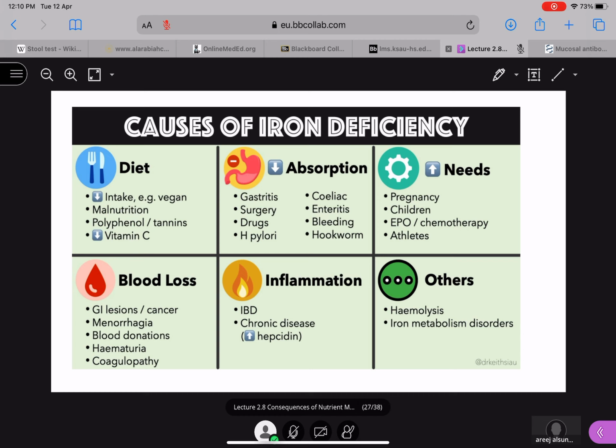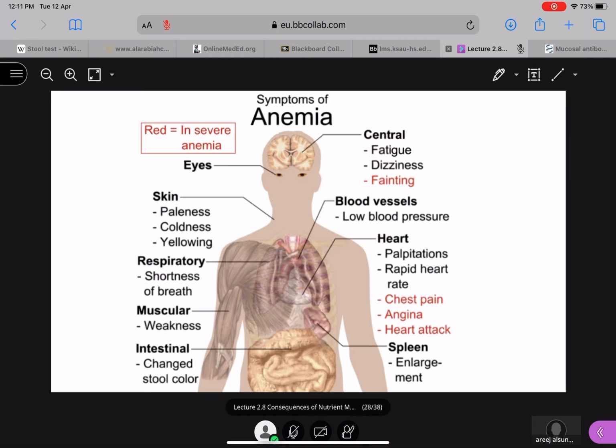Inflammation, like inflammatory bowel disease. If there is increased need, and this is what we call physiological anemia, like in pregnancy, early in childhood around 9 months to 1 year, in athletes, or other disorders like iron metabolism disorder.